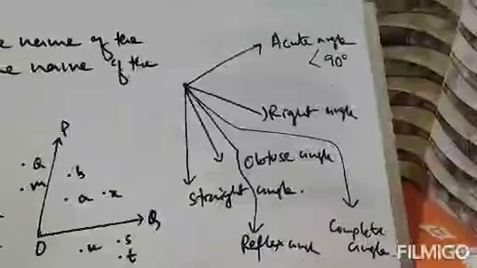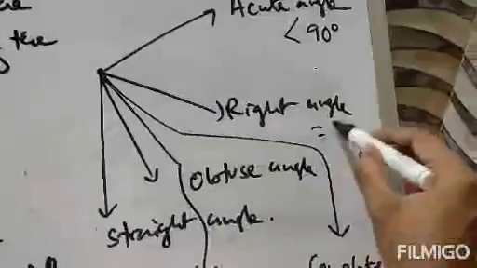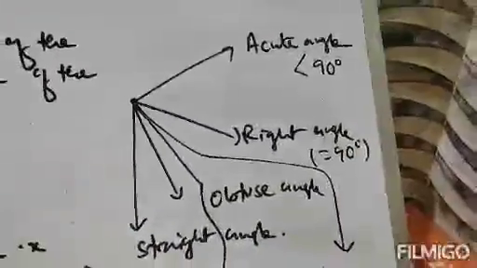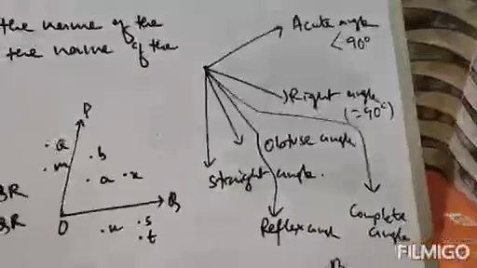Right angle means an angle which is equal to 90 degrees. That is a right angle.